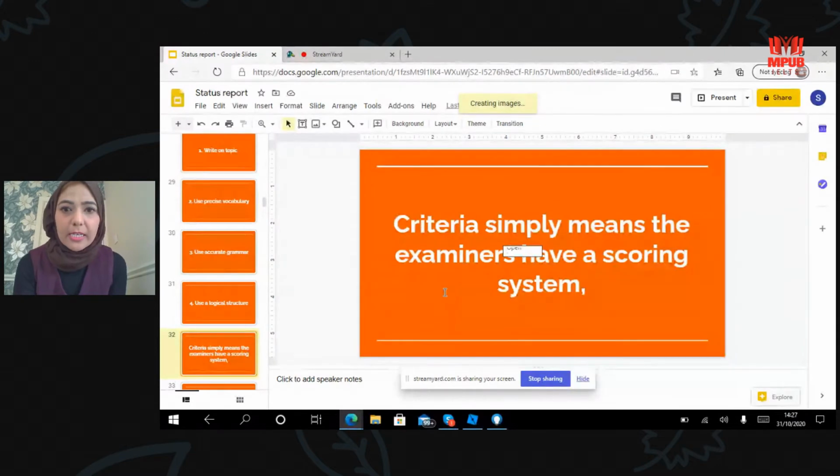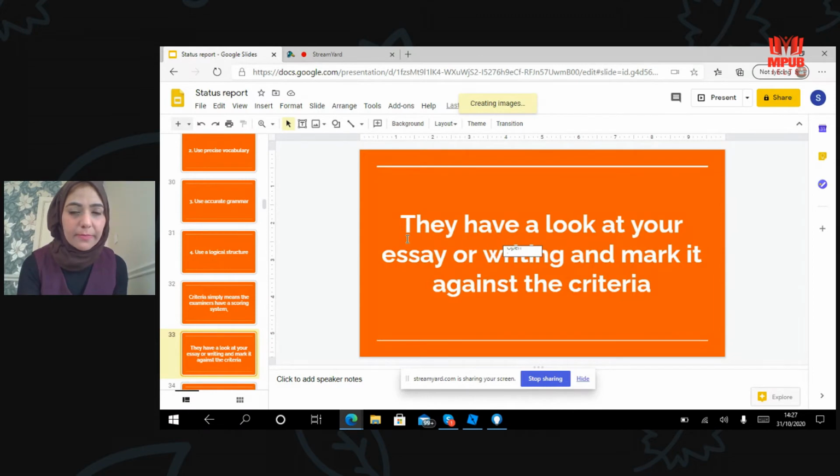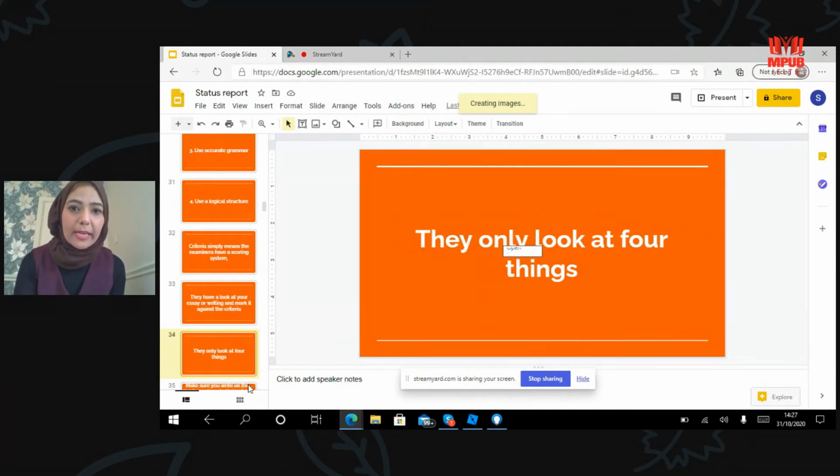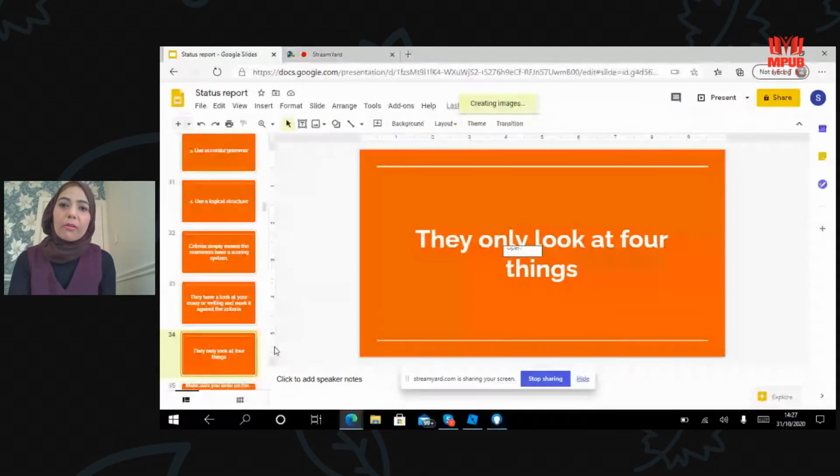The criteria simply means the examiners have a scoring system. So they have a sheet with the criteria in front of them, which they look at your work and then they mark you. So they can reflect on what you've written with the criteria and see if you've met the criteria. They have a look at your essay or your writing and they mark it against the criteria checklist. They only look at 4 things though.